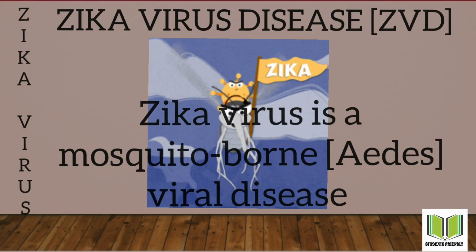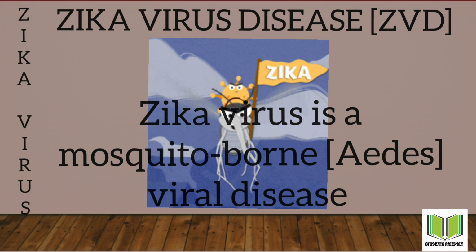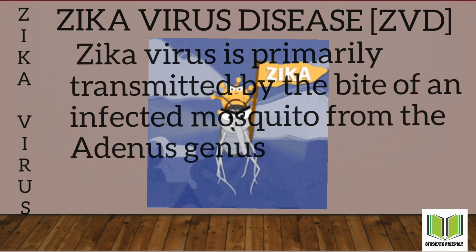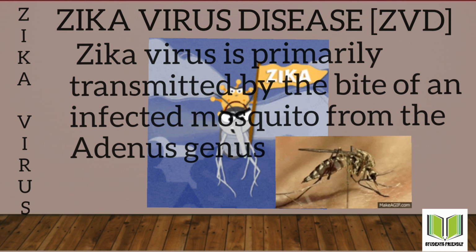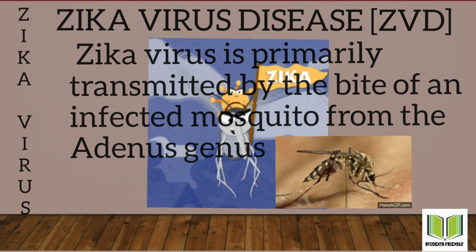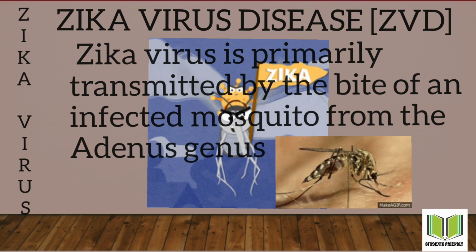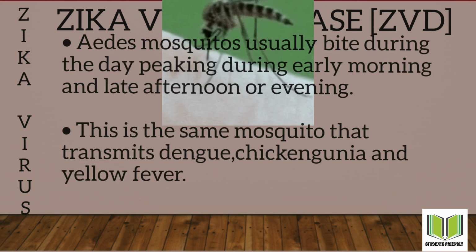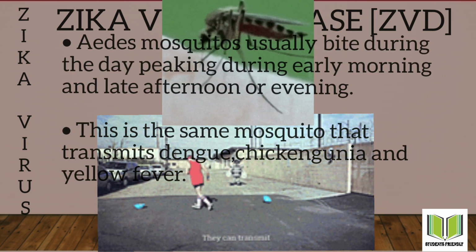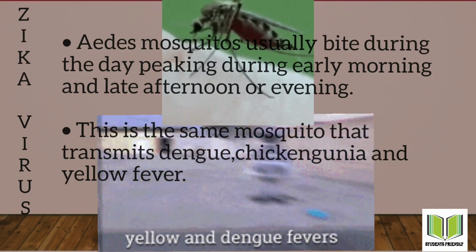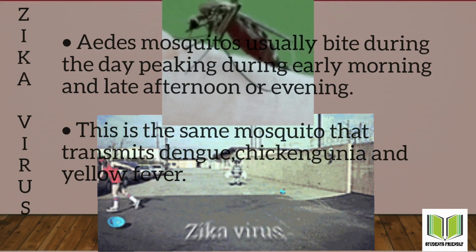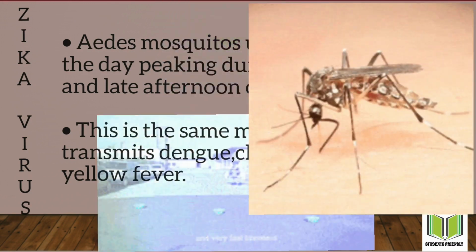Zika virus disease. Zika virus disease is a mosquito-borne viral disease. Zika virus is primarily transmitted by the bite of an infected mosquito from the Aedes genus. Aedes mosquitoes usually bite during the day, in the early morning and late afternoon or evening. This is the same mosquito that transmits dengue, chikungunya and yellow fever.